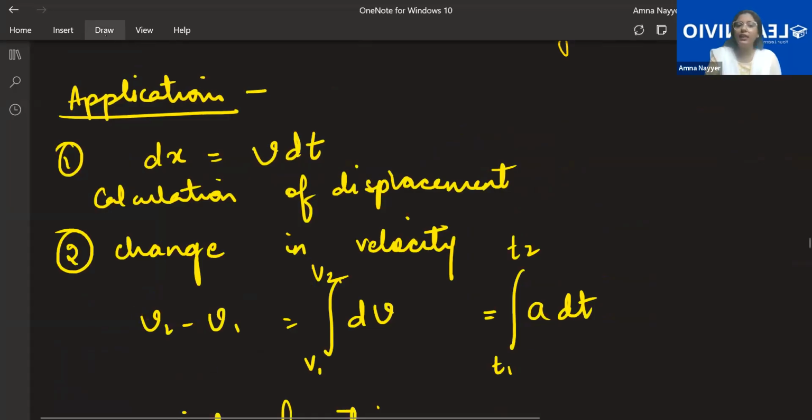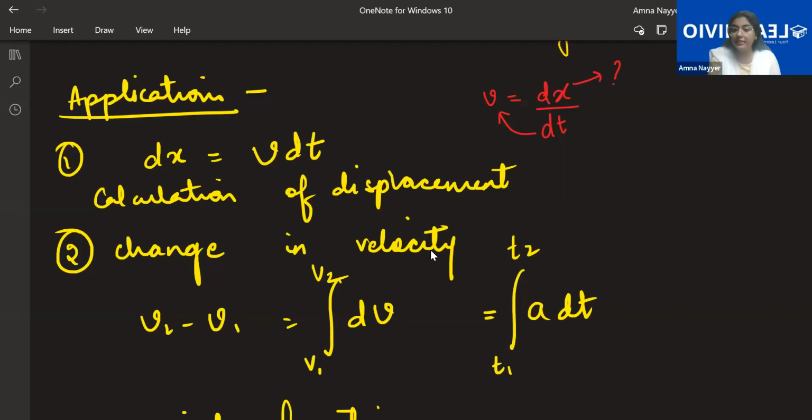Now, what are the applications? Basically, velocity, as we will see in the chapter, is dx over dt. This is the formula of velocity, dx over dt. We have also seen it in the examples of differentiation. When I want to get velocity, I differentiate the position. But if I want to get the position, I will integrate velocity like this: dx will be v dt. This is how you will calculate the displacement.